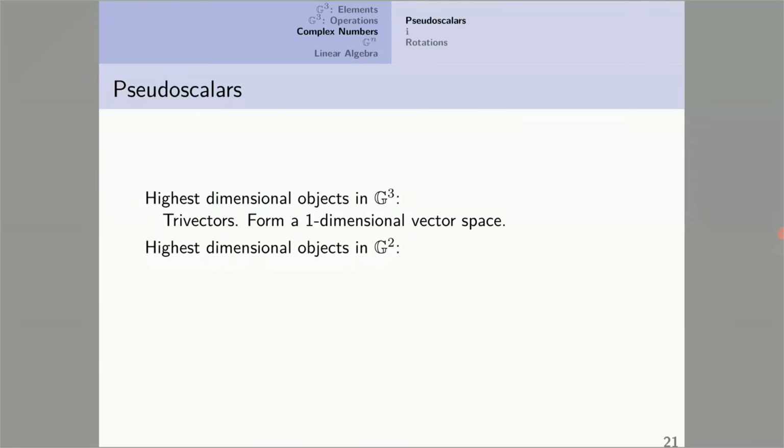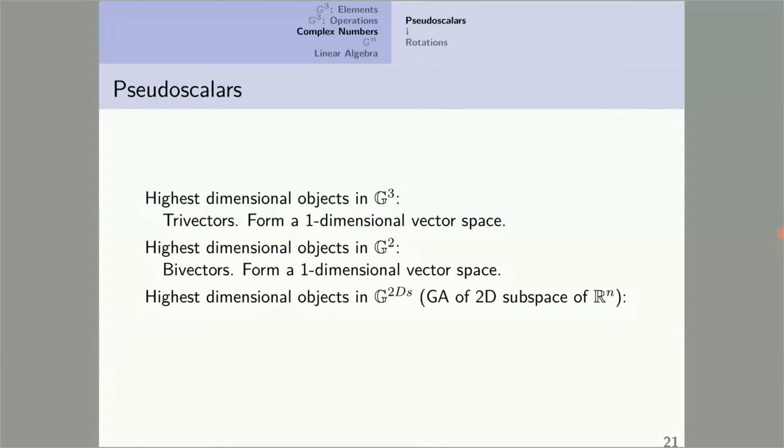Similarly, the highest dimensional objects in G2 are called pseudoscalars. They're bivectors, and they form a one-dimensional vector space. I'm going to use the symbol G2ds to indicate the geometric algebra of a 2D subspace of Rn. They're also called pseudoscalars. They are bivectors. They form a one-dimensional vector space.